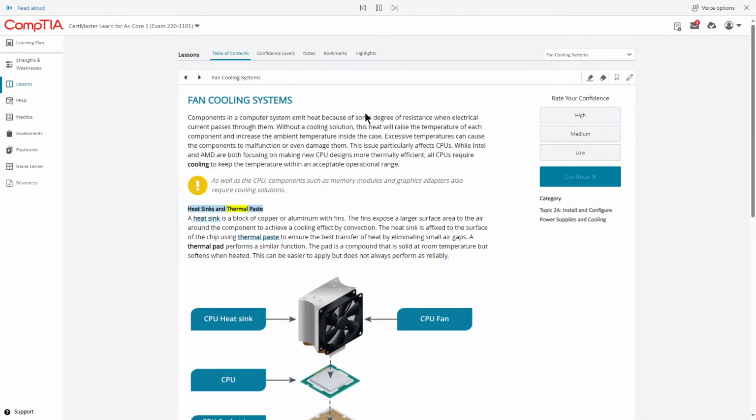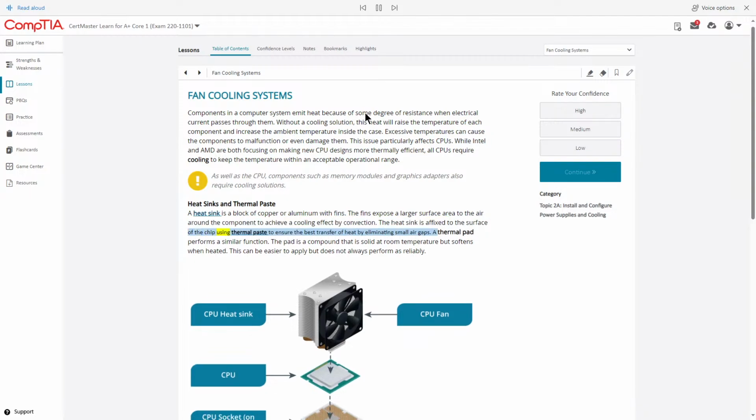Heat sinks and thermal paste. A heat sink is a block of copper or aluminum with fins. The fins expose a larger surface area to the air around the component to achieve a cooling effect by convection. The heat sink is affixed to the surface of the chip using thermal paste to ensure the best transfer of heat by eliminating small air gaps.